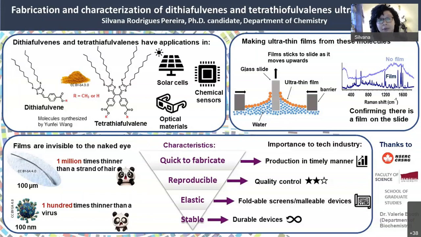Thankfully, now I have a reproducible procedure to make these films, and those films are stable, durable, and elastic. These are very exciting results, especially because elastic films are out there, but they're mostly made of plastic. And as we know, plastic doesn't conduct electricity very well. Having a conductive film that is elastic means that durable, foldable electronics is also a real possibility now.